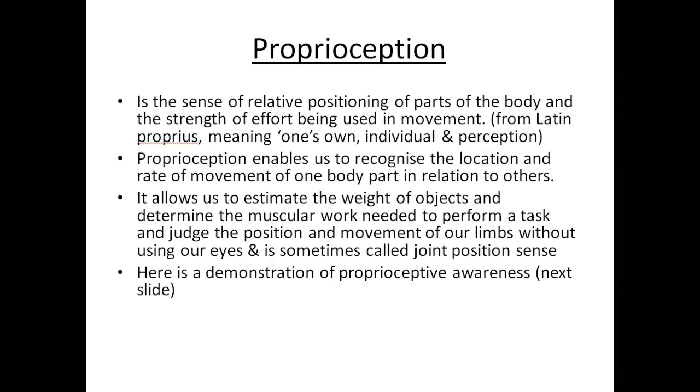So proprioception is the sense of relative positioning of parts of the body and the strength of effort being used in movement, from the Latin proprius, meaning one's own individual perception. Proprioception enables us to recognize the location and rate of movement of one body part in relation to others. It allows us to estimate the weight of objects, determine the muscular work needed to perform a task, and judge the position and movement of our limbs without using our eyes, which is called joint position sense. We've got a demonstration of this on the next slide.